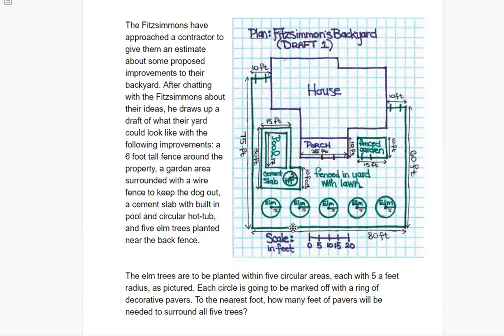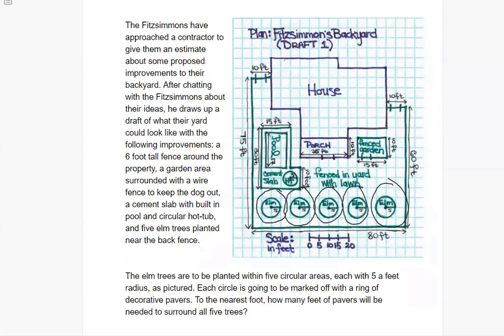And 5 elm trees planted near the back fence. The elm trees are to be planted within 5 circular areas. Okay, awesome. And we can totally see that here on this sheet. We can see our elm trees in these circles here. Hope that's big enough that you can see that.